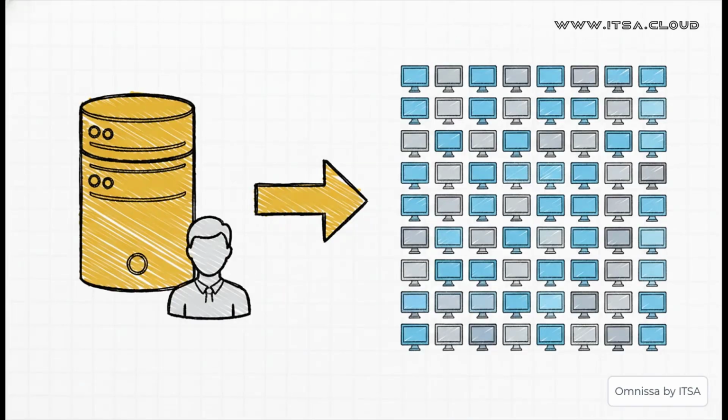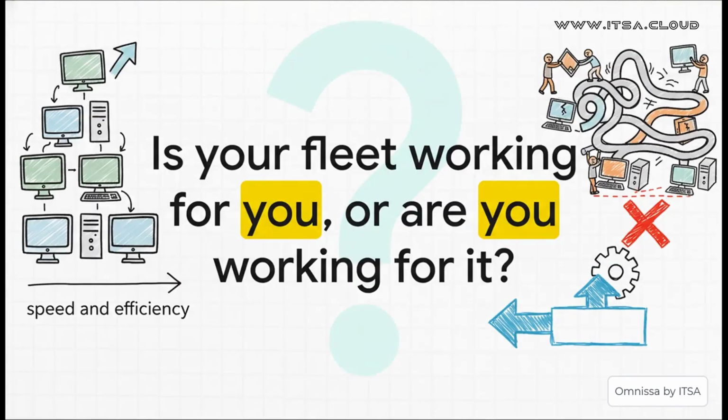Look, if you take only one single thing away from all of this, please let it be this. The entire philosophy, the whole point of automated pools, boils down to this one simple, powerful idea. You manage one and you deploy hundreds, or even thousands. So I'll leave you with this question to think about. Is your current desktop fleet actually working for you, making things faster and more efficient? Or are you constantly working for it, trapped in that manual management maze we talked about? Because automated pools, they might just be your way out.